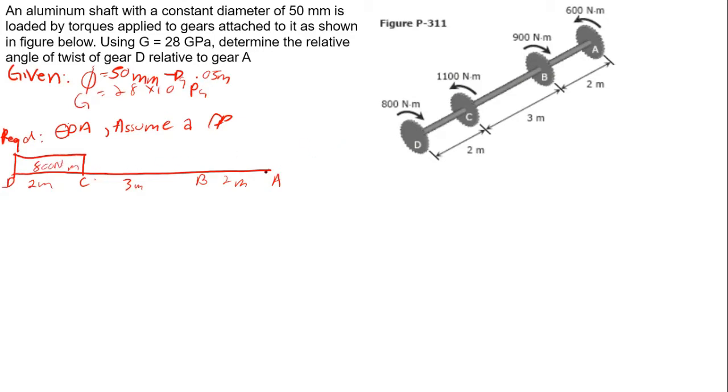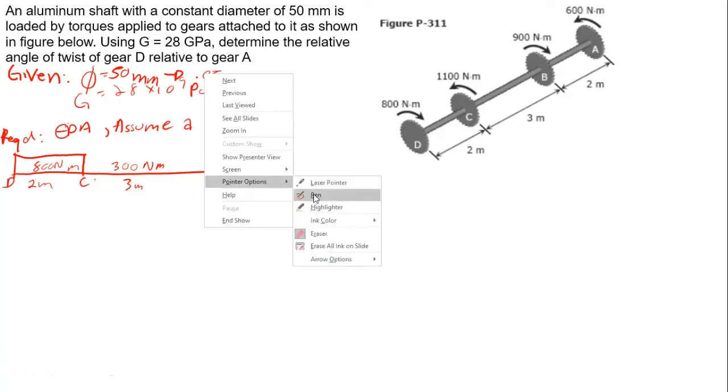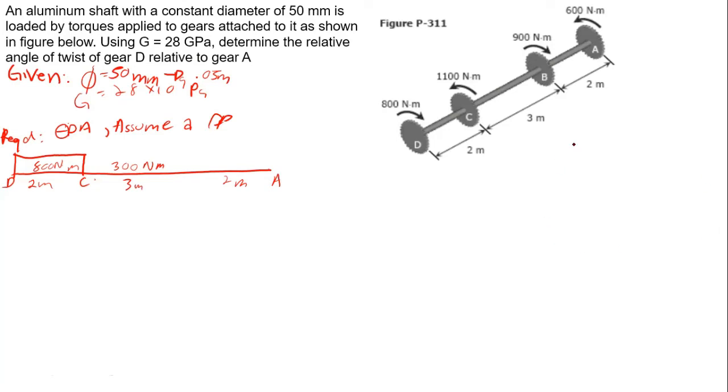So next, nag-rotate tayo ng 1,100 newton meter counterclockwise. So mula dito, bababa tayo ng 1,100. So matitira lang sa atin dito ay ilan lang? 300 lang kasi 800 minus 1,100 is negative 300. So it's 300 newton meter. And then mula dito is aangat naman tayo. Wait lang ah. Yan o. So sabi nga, bumaba tayo dito ng 300.